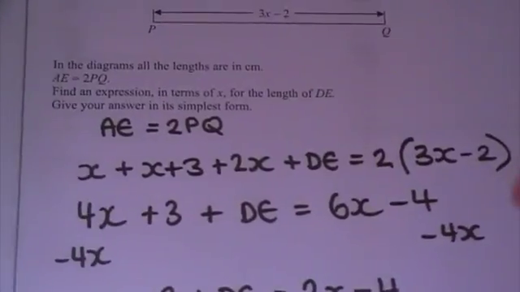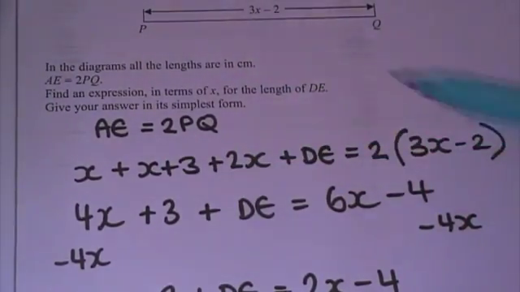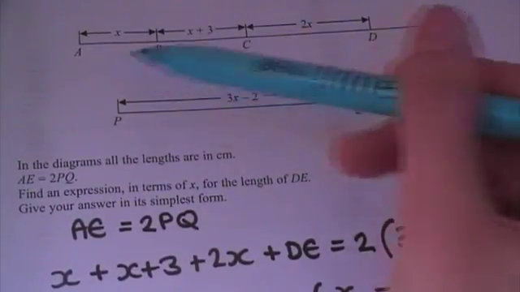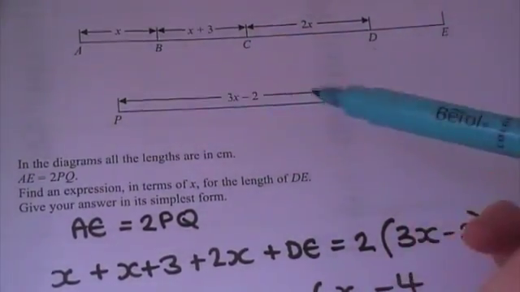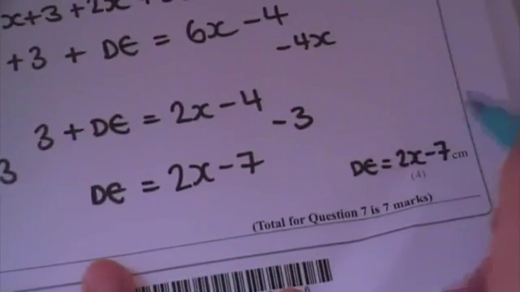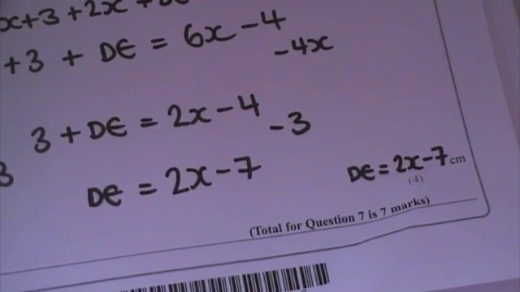So the hardest bit of that was probably at the start, substituting everything in. So they told us AE equals 2PQ, so AE equals 2 of them, and that was the first step that we did. Rearrange to get DE equals 2x minus 7.